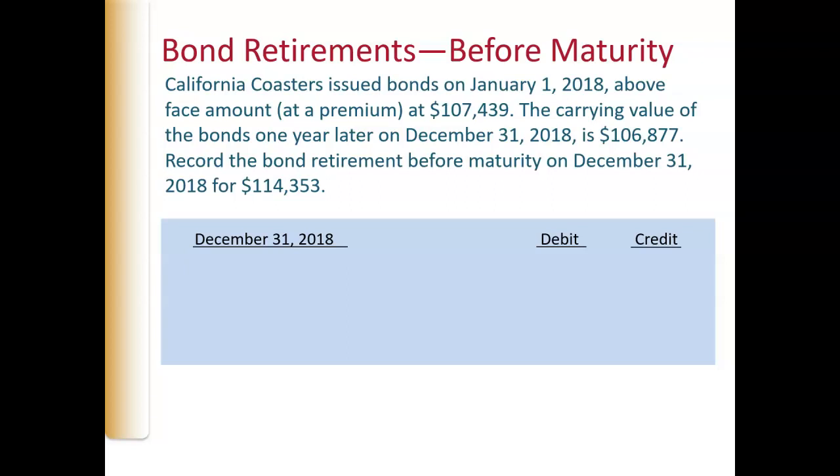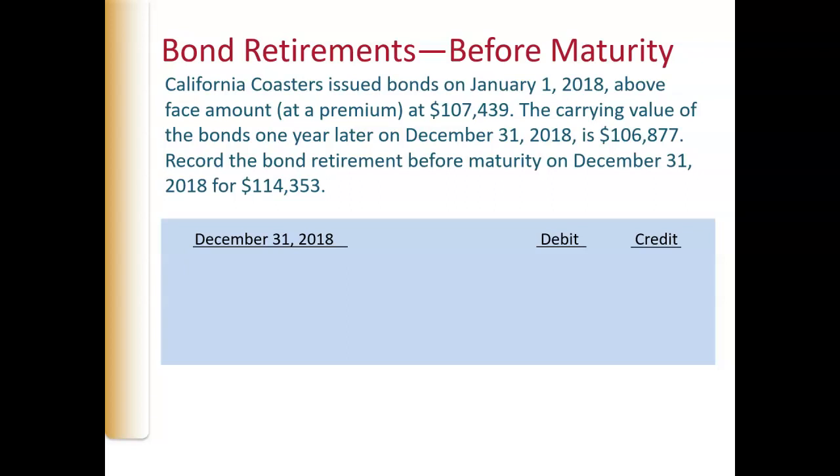So in this case, California Coasters issued bonds on January 1st, 2018, above the face amount at a premium of $107,439. The carrying value of the bonds 1 year later on December 31st, 2018 is $106,877. Guys, it's telling you what the carrying value is. Record the bond retirement before maturity on December 31st, 2018 for $114,353. So guys, it's letting us know that these bonds were issued at a premium. Okay? It's letting us know the bonds were issued at a premium.